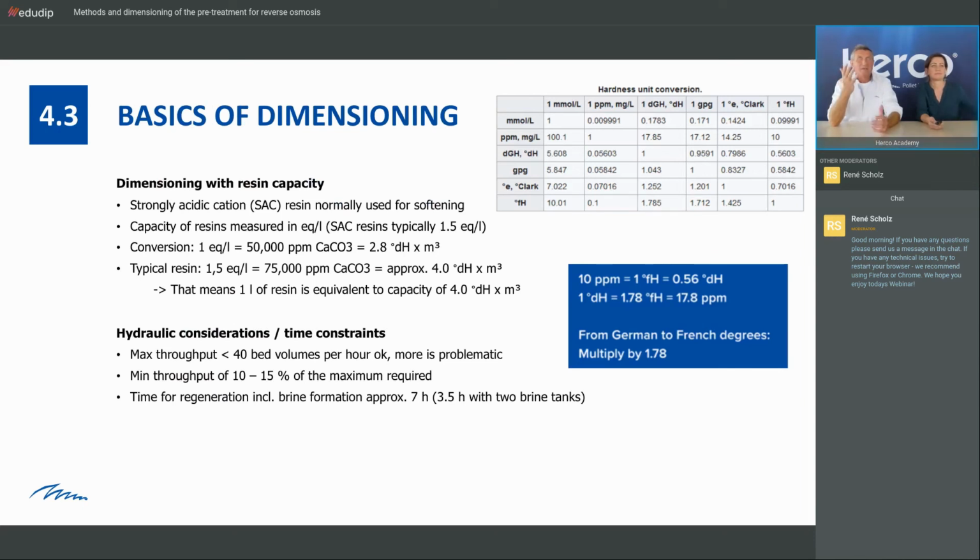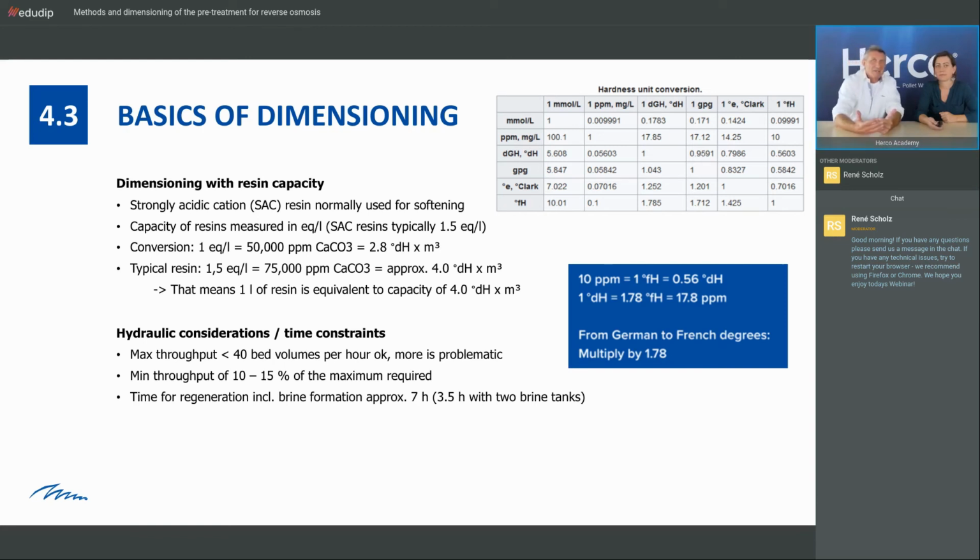Okay, dimensioning. In Germany, we have some expressions about German hardness. Here you can calculate yourself from your commonly used expressions, ppm calcium carbonate, to degrees German hardness. The typical resin has 1.5 equivalents per liter as a measure of loading capacity of a resin. That's more or less the same as 4 degrees German hardness multiplied by cubic meters. That's the capacity of the resin.